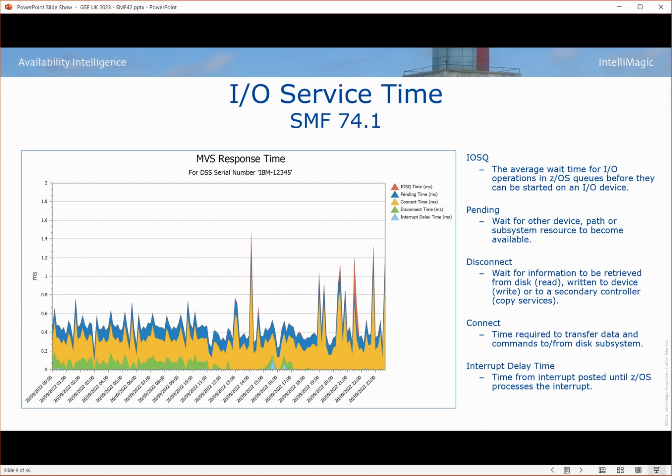So just one additional point on interrupt delay time. It's extremely small in this particular sample here. I have seen very large interrupt delay times, which does mean that your response time will be higher. And the question is, what can you do about it?